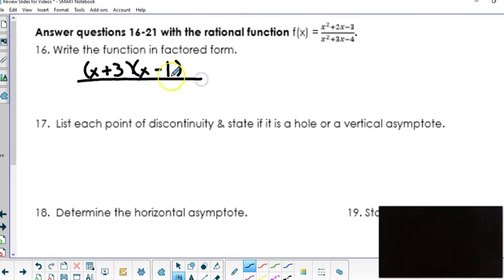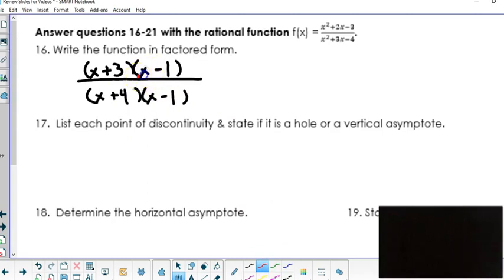Same process for the bottom. In order for our first term to be an x squared, we've got to have an x and an x. We're looking for numbers that multiply to be -4 and add up to be +3. The only numbers that multiply to be -4 and add up to be +3 are +4 and -1. So here is our factored form, and we do have a common factor right here.